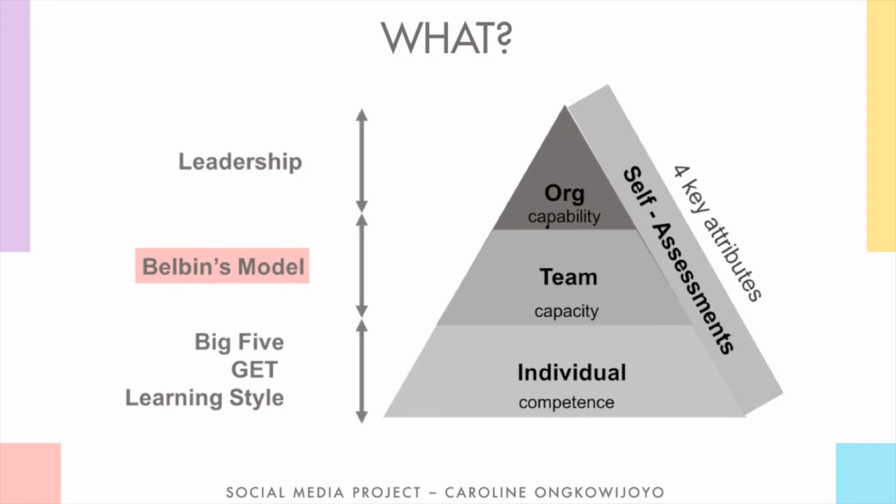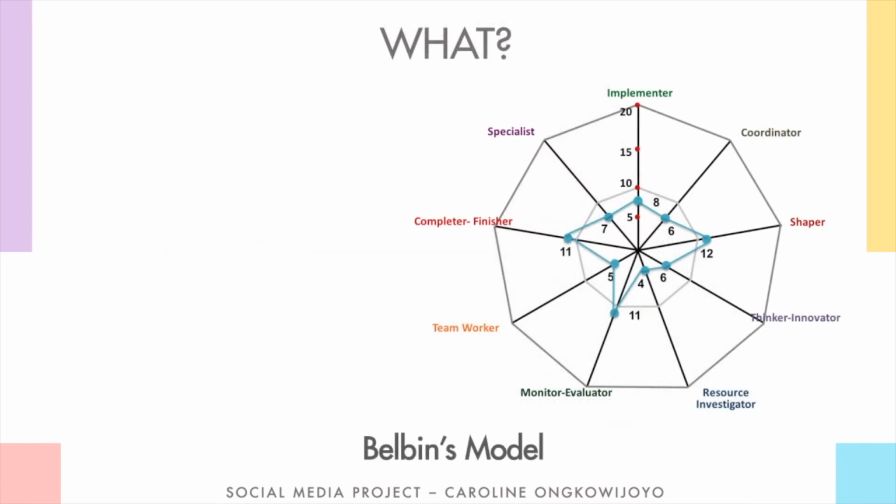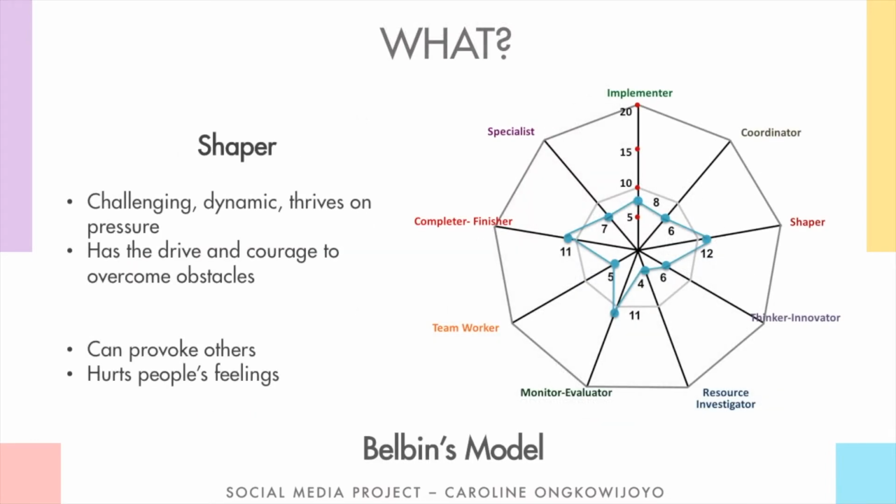Moving on to looking for my team capacity or my personality as a team member. Here, I am going to find out through Belbin's model. My first highest result is on Shaper. This means that I am more of a dynamic person and I have the drive and courage to overcome obstacles. However, this can cause me to provoke others and hurt people's feelings.